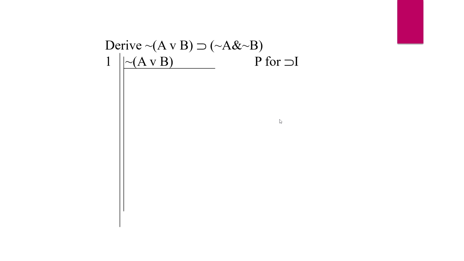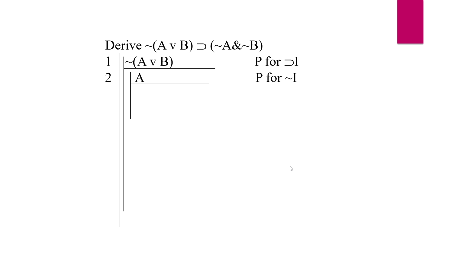Now we need to get it's not the case that A and it's not the case that B. Since that consequent is a conjunction, I'm going to plan to get each of the conjuncts on their own and then use conjunction introduction at the end. So how can we get it's not the case that A? We don't have enough here to get it directly, so I'm going to assume A for negation introduction.